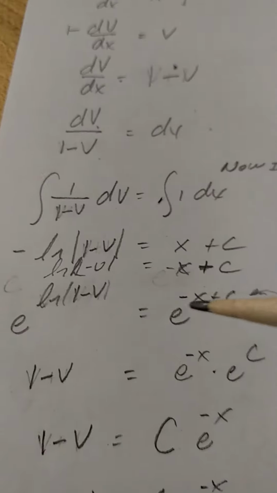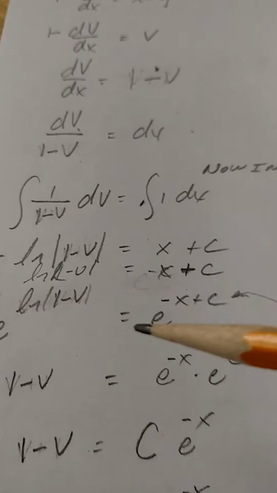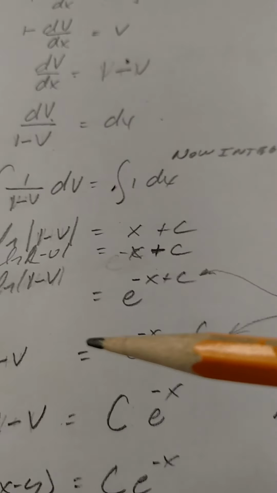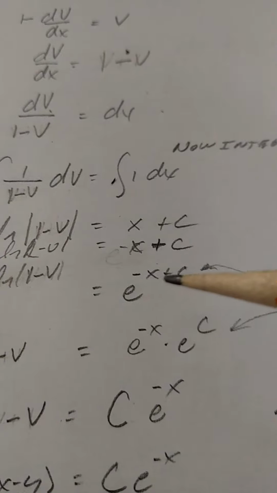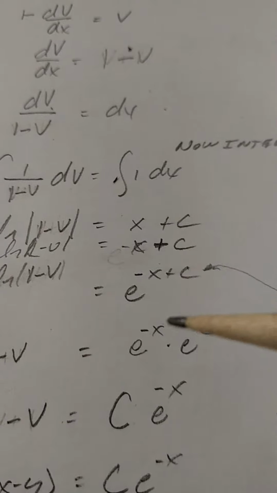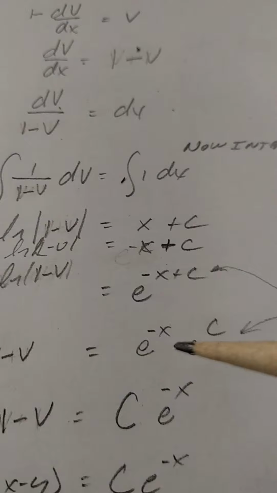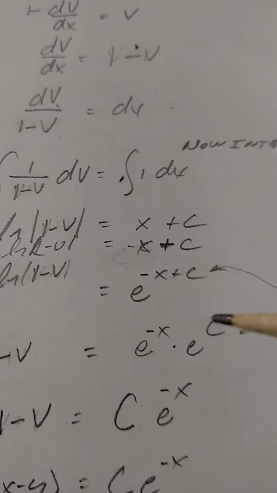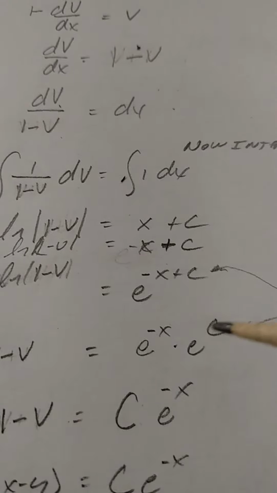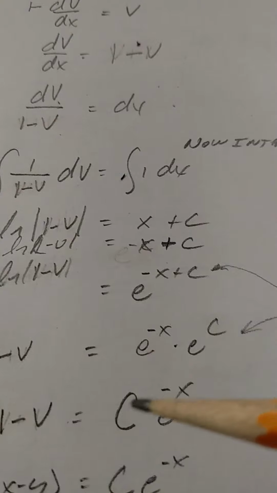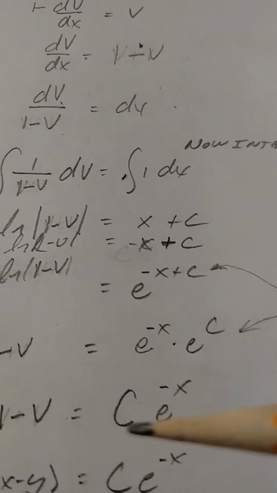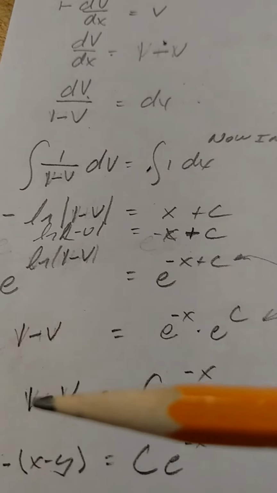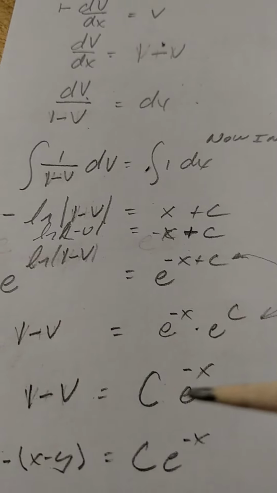And then I go ahead and take e of both sides, giving me 1 minus v is equal to e to the negative x plus c. Multiplying things with the same base, we add the exponents. So this is really e to the negative x times e to the c. And e to the c, this is the really cool constant magic. It's just some other constant, so boom, it's another c. Now I could have put c1 there, but I didn't. It's just c. So I have 1 minus v equals c e to the negative x.